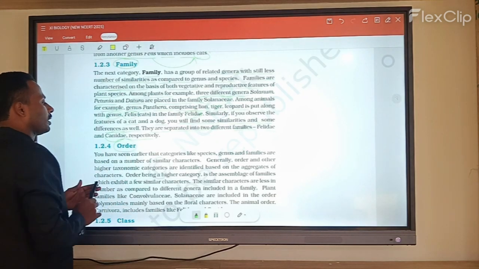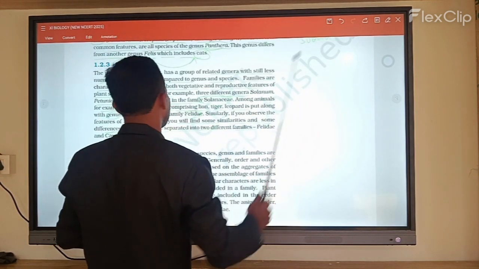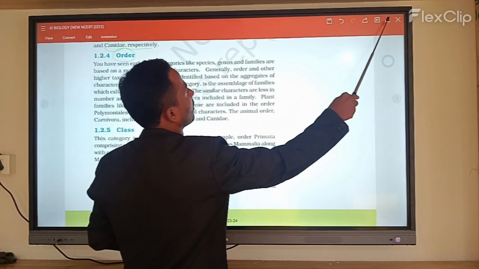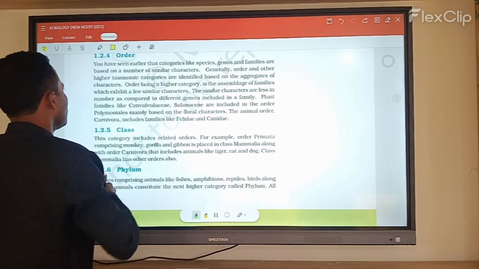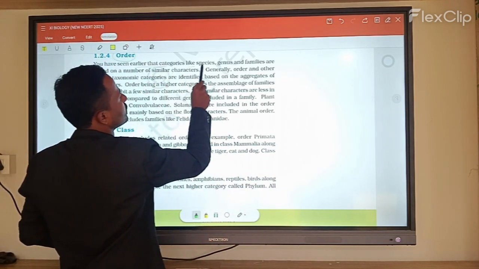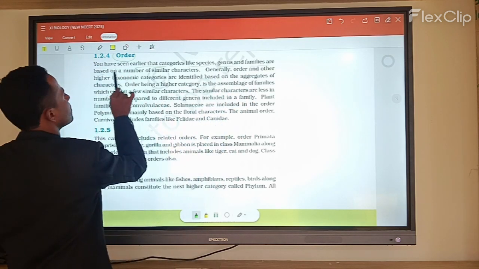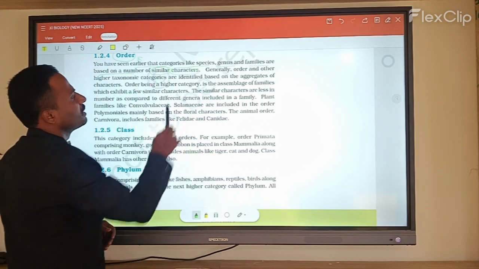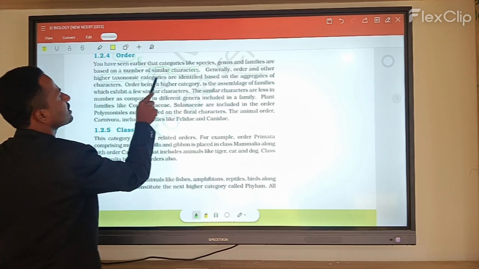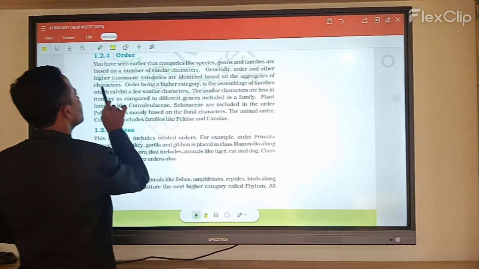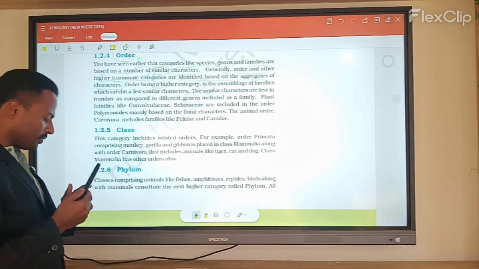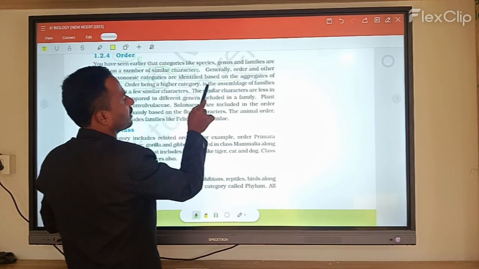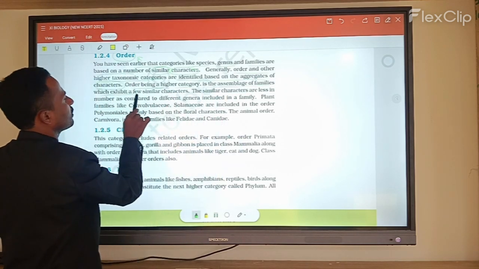Next, after family, order. What is an order? Orders are, as you have seen in the earlier categories: species, genera, and then families. These earlier categories, species, genus, and family, are based on the number of similar characters, and you keep them under order. Generally, order and other higher taxonomic categories are identified based on the aggregates of characters. So different characters we keep under order. Next, order is a higher category which assembles the families that exhibit a few similar characters.